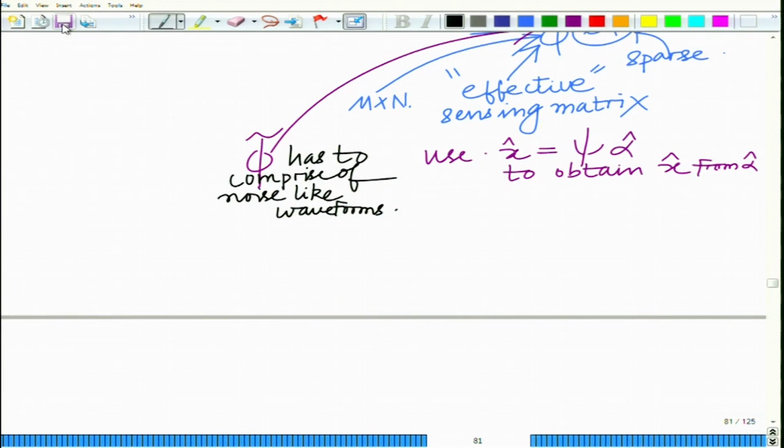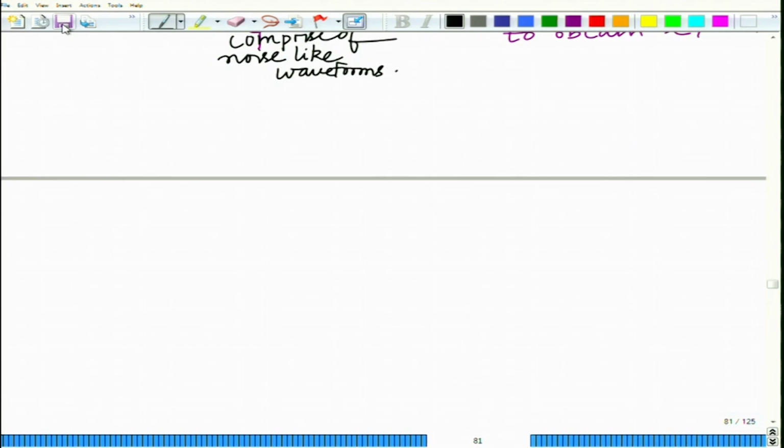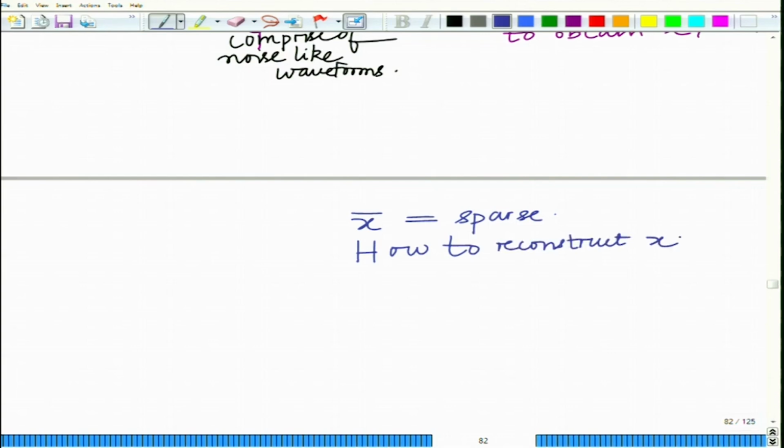Now, how to reconstruct this alpha bar or x bar? Let us assume that x bar is sparse and phi contains noise like waveforms. Now, the question that we want to ask is how to reconstruct x bar? To reconstruct x bar, what we have to do is enforce the sparsity. Remember, x bar is a sparse vector. So, how to reconstruct x bar? The answer is enforce sparsity.